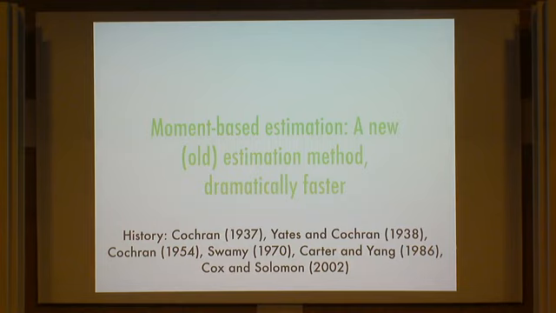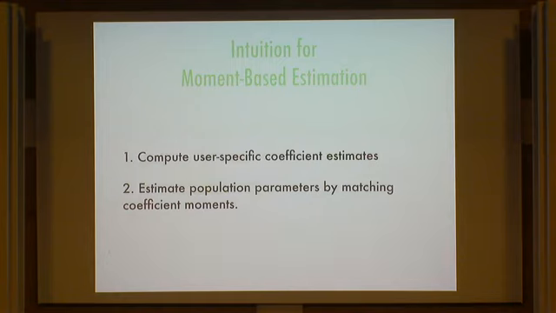And was the connection already known in the collaborative filtering or bi-clustering community, or no, because your models are slightly different? So the connection between collaborative filtering, content-based filtering, and hierarchical models has been known since 2000. But nobody has used these models because they weren't able to fit them. I gotcha. Yeah. You had a question? No. Okay. So, the basic idea is compute user-specific coefficient estimates, estimate the population parameters by matching moments.